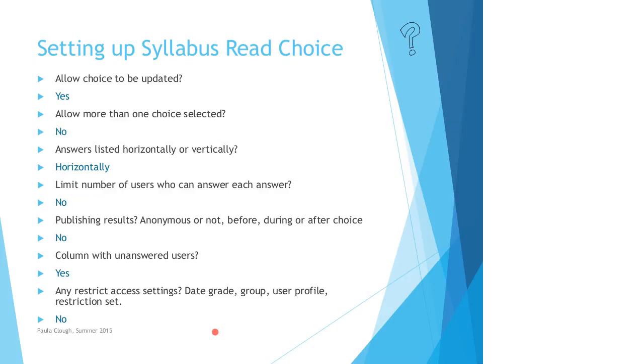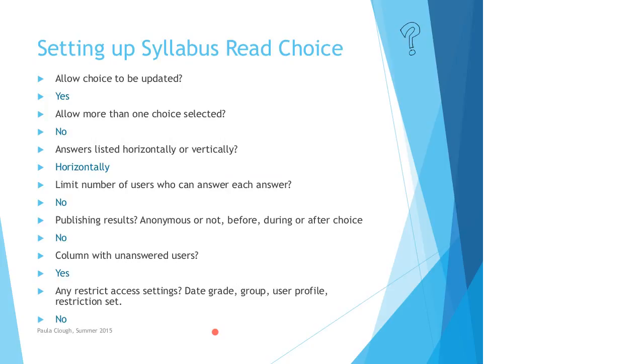Here again is that sheet that I told you about. So the one that we're going to create, we're going to allow the choice to be updated, yes. Allow more than one choice to be selected, no, we just want one this time. Answers listed horizontally or vertically, probably horizontally, unless I get really wordy with one and need extra space.